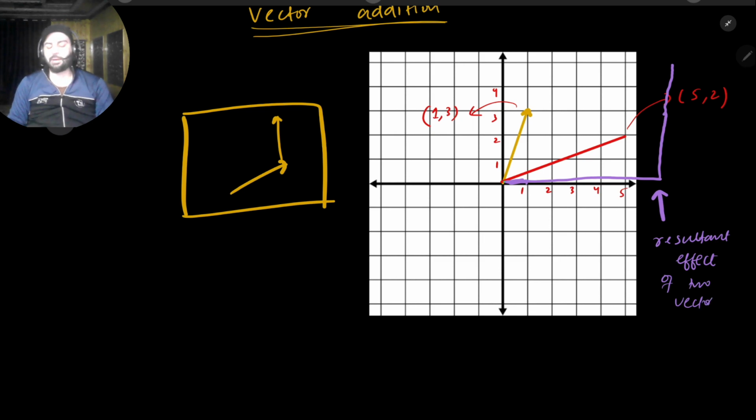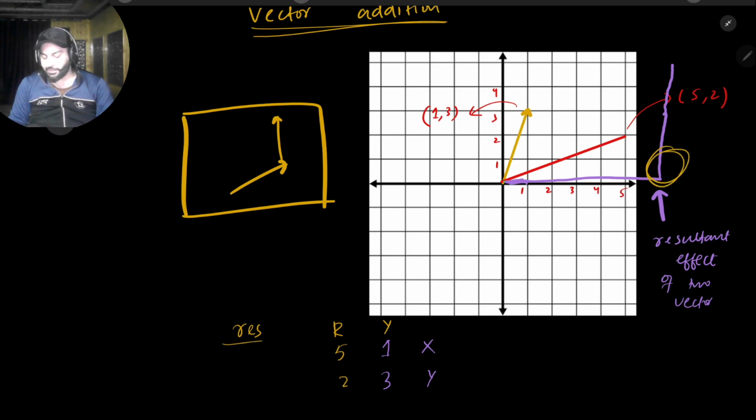If we combinedly took these steps, first we took one step along the x-axis and 3 steps along the y-axis for the yellow vector. And for the red vector, we had 5 steps along the x-axis and 2 steps along the y-axis. So for the combination, let's call this vector the resultant vector.